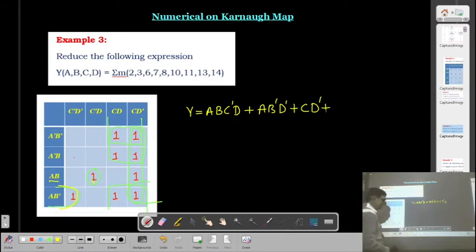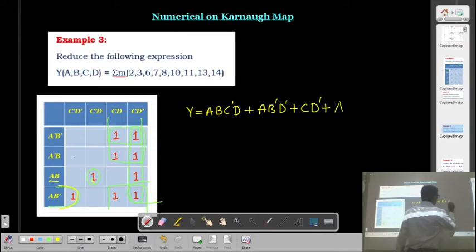Now if you write an expression for this square, then in this case, if you are moving in this way, then A' is remaining as it is, and if you are moving in this way, then C is remaining as it is. So my expression will be A'C. A'C.